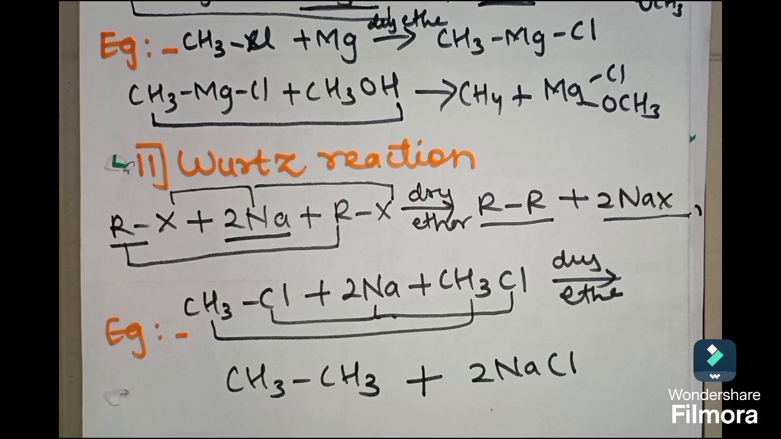And these were all the reactions of haloalkane. Total 11 reactions are there. Now there are 2 more important reactions, SN1 and SN2, that we are going to understand in the next lecture. Thank you for now.